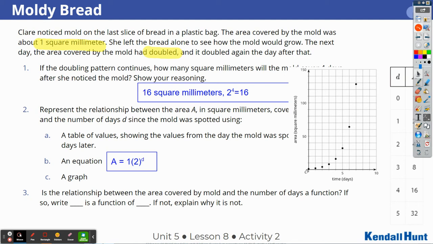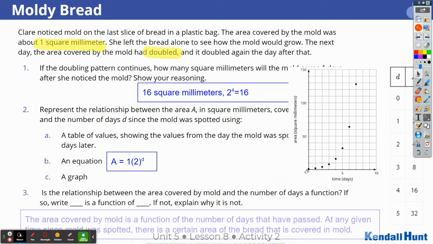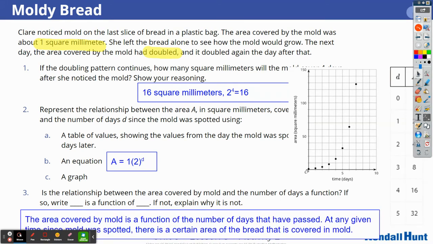And then we need to decide how the relationship would look in our function sentence. And so our independent and dependent variables are key here. So whatever is on your x-axis is your independent variable, and that is time. And our dependent variable is the area in square millimeters. So our sentence would be the area covered by mold is a function of the number of days that have passed. So that means that at any given time since the mold was spotted, there is a certain area of bread that is covered in mold.